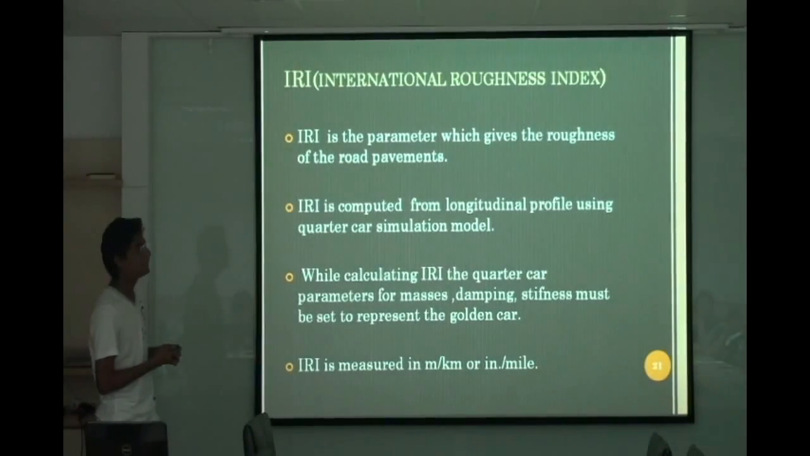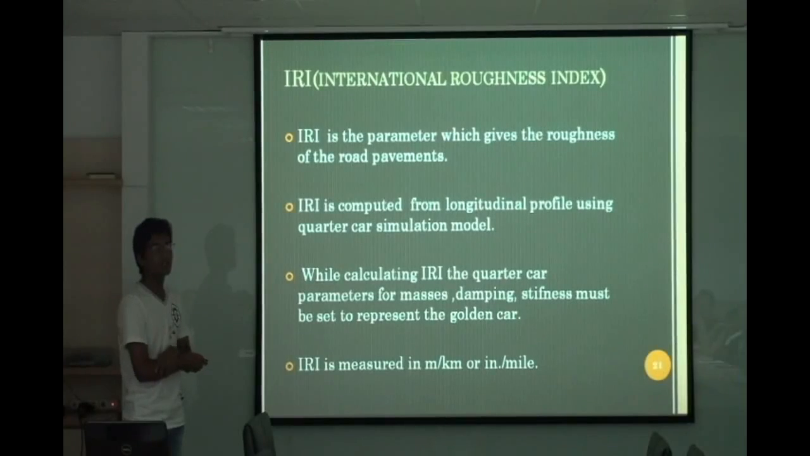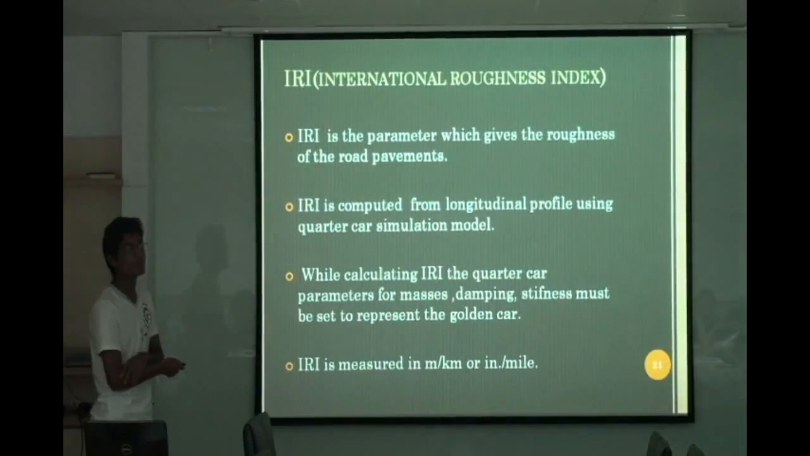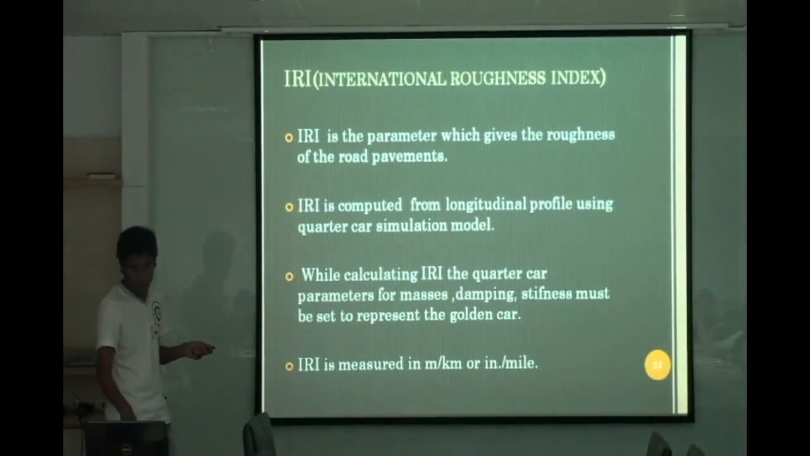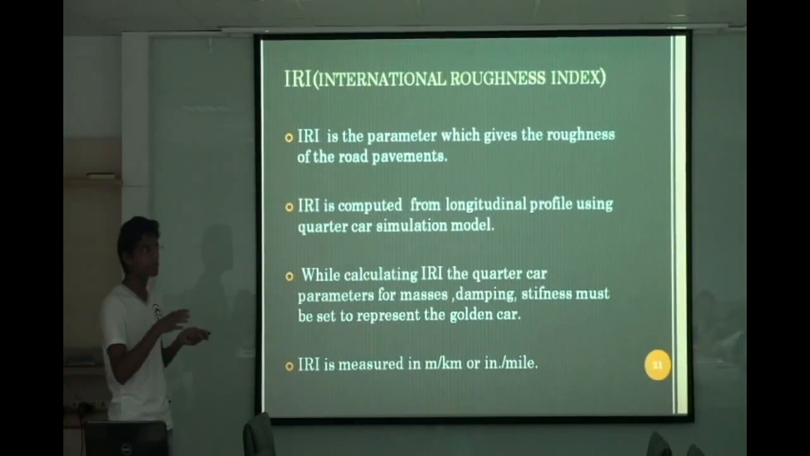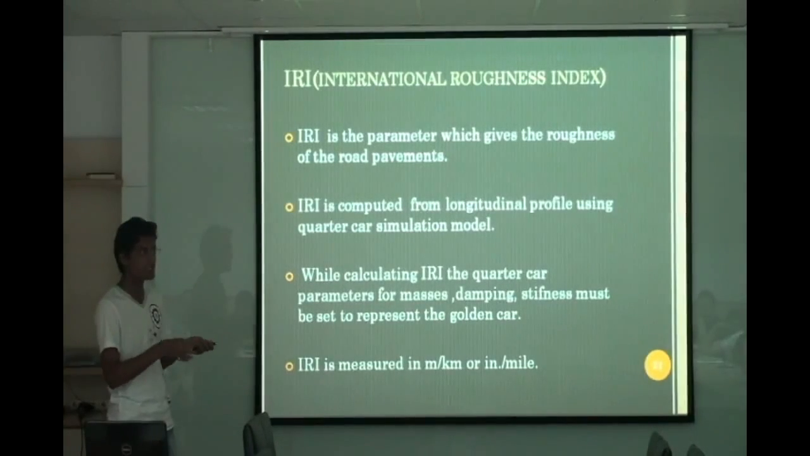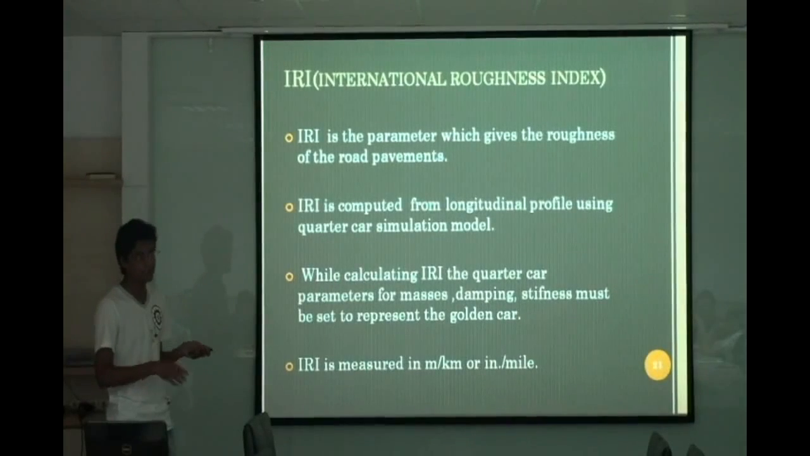Our next parameter is IRI. IRI is the International Roughness Index. It deals with how rough the road is. So it is also an important parameter for the measurement of the road surface. IRI is computed from the longitudinal profile. We will use the quarter car model for calculating the IRI. In the quarter car model, we fix certain parameters so that we can consider it a golden car, and it is necessary for calculating the IRI. We have to set certain parameters to calculate IRI.